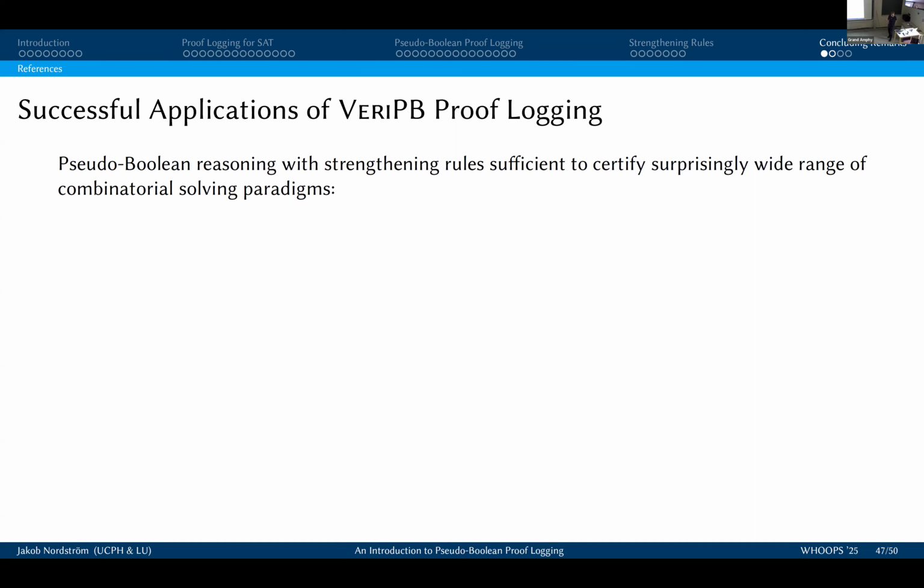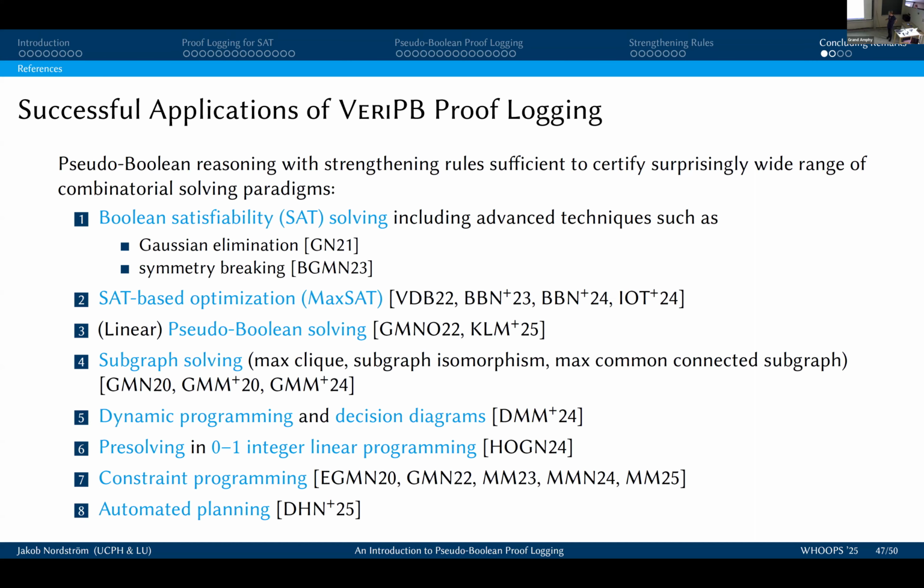The surprising thing, and the reason why we are here today, is that what I've told you about now is sufficient to do pretty much all advanced techniques in Boolean satisfiability solving, which wasn't possible before. You can do proofs for SAT-based optimization, for pseudo-Boolean optimization, and we'll hear about pseudo-Boolean optimization later today. You can do subgraph solving. This is something that we'll hear about next.